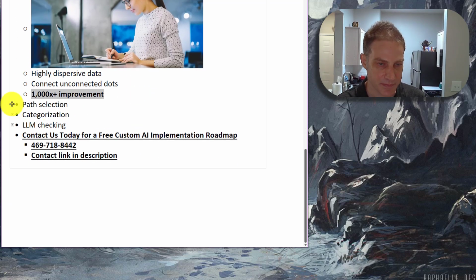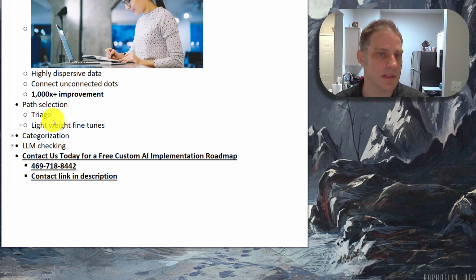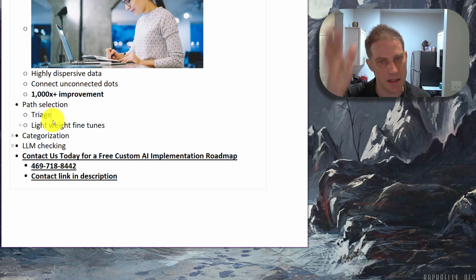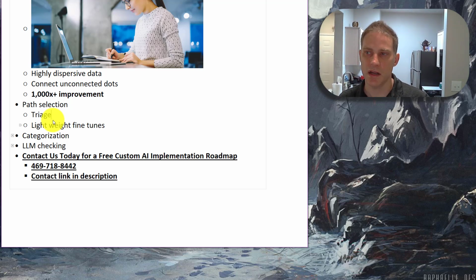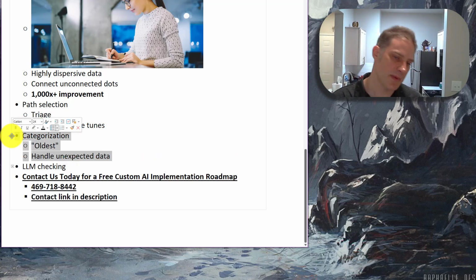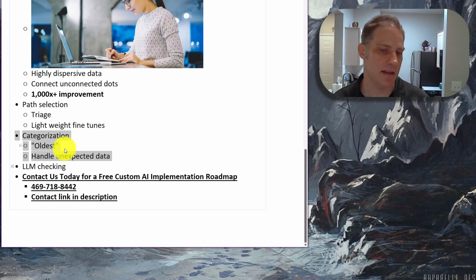We also have path selection, so you can triage within a process. AI is very good at this. You can do very lightweight fine tunes. Let's say there are 3 different paths. Again, this is a very good use case for handling unexpected or unstructured or a variety of different types of data sets. You can set up a very good triage very quickly if you're trying to have a process select a path. Along the same lines, but not quite the same thing, is categorization. Again, being able to handle unexpected data is very useful.